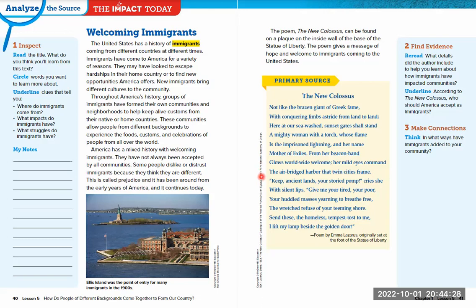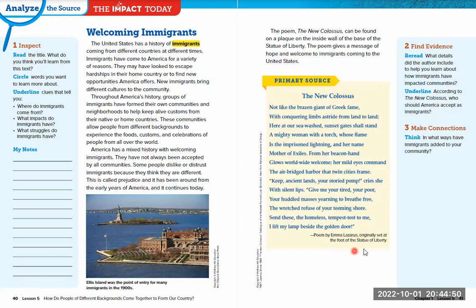"Keep, ancient lands, your storied pomp," cries she with silent lips. "Give me your tired, your poor, your huddled masses yearning to breathe free, the wretched refuse of your teeming shore. Send these, the homeless, tempest-tossed to me, I lift my lamp beside the golden door."